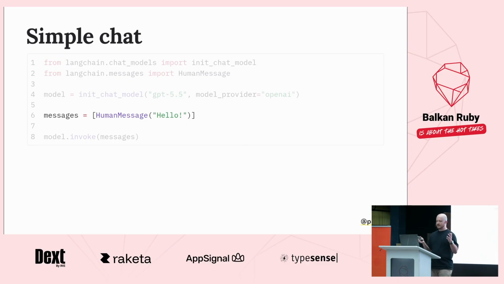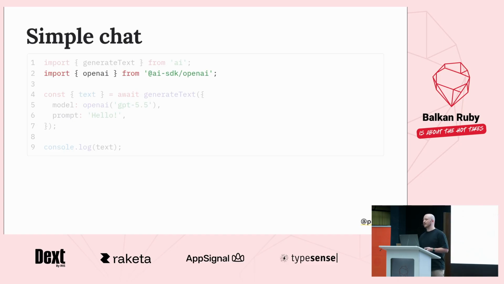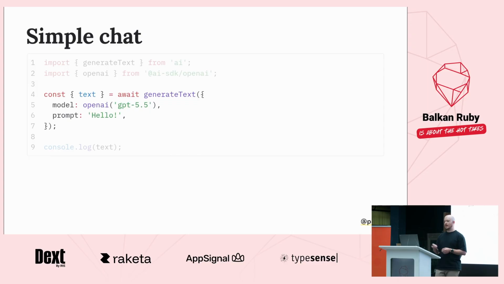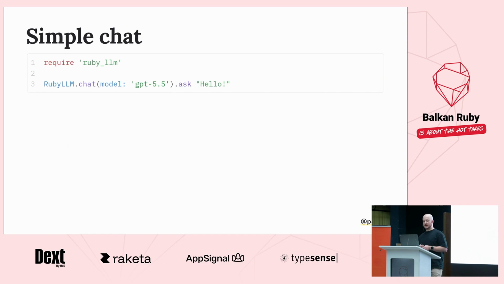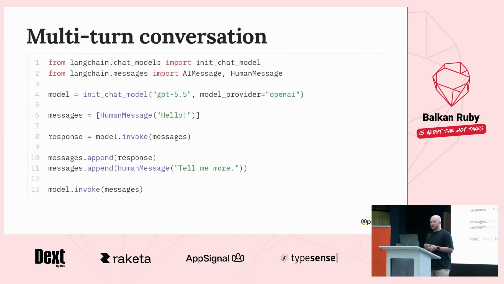And also have this array of messages with this human message class. It looks kind of strange to me. Let's see AI SDK. Well, you need to also import the modules for the specific provider you're using. And again, where do you keep that information? Then you generate the text, and you log it out. Let's look at RubyLLM. One require, one line of code. And you don't need to specify the provider. You can go even further than that, not even specify the model, because we have default models, just convention over configuration.